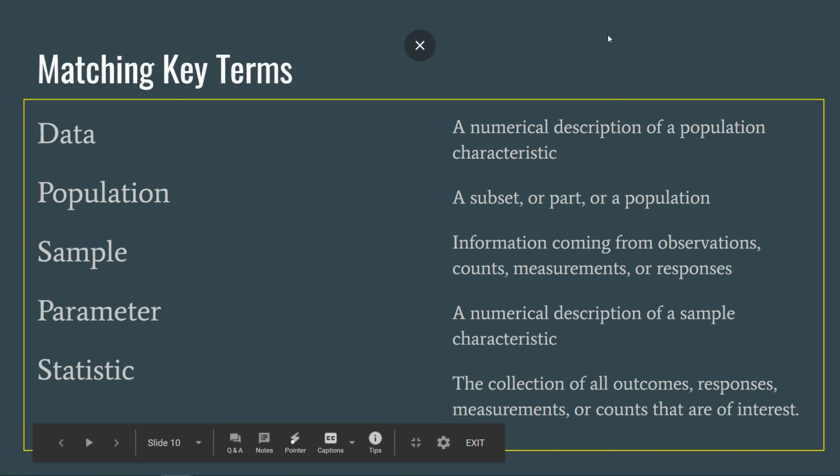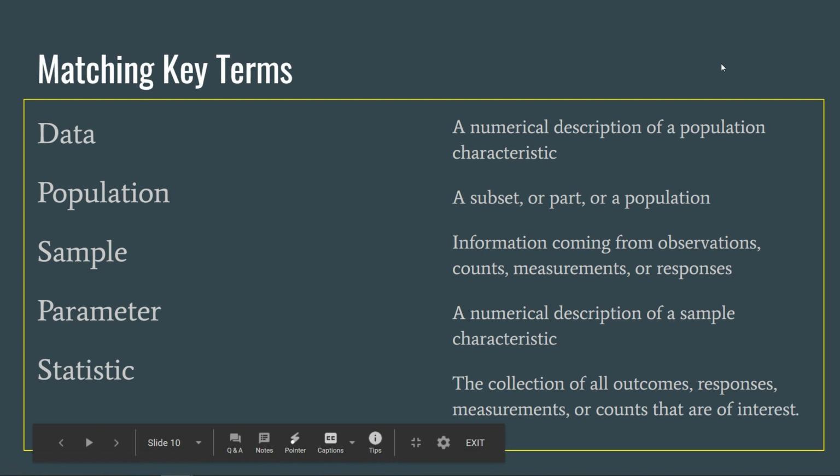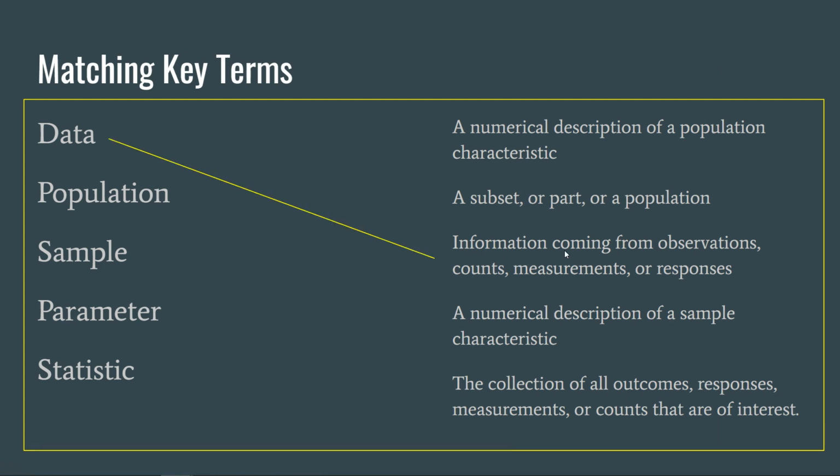I also want you to do a matching, so you're going to match the data, the vocabulary word, to its definition, such as this. So data is information coming from observations, counts, measurements, or responses. All you have to do is use the draw a line feature, and then maybe change the color to different colors so that you can very easily tell which one goes to which. Okay?